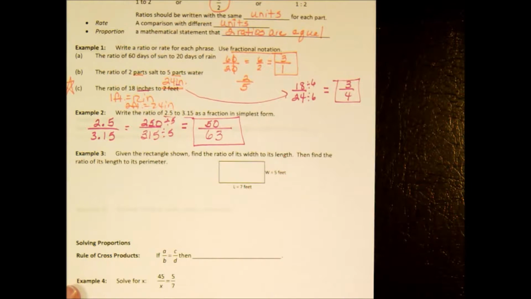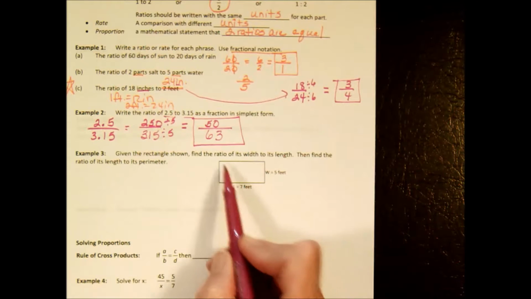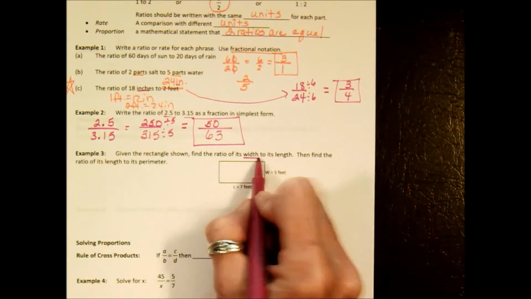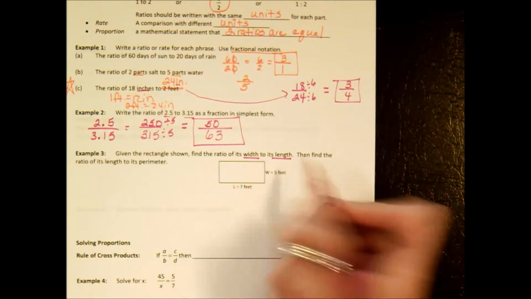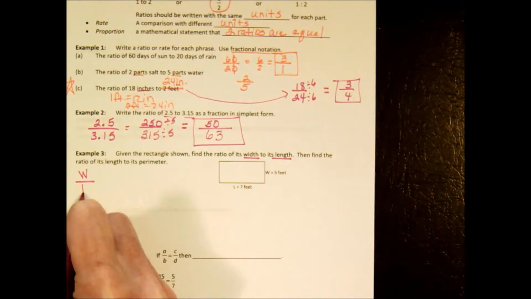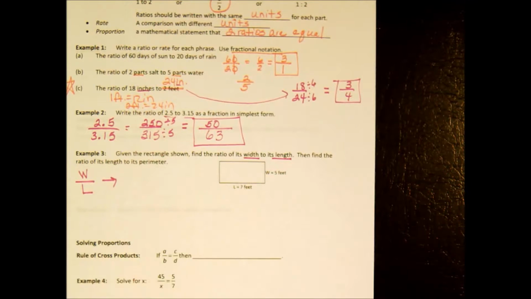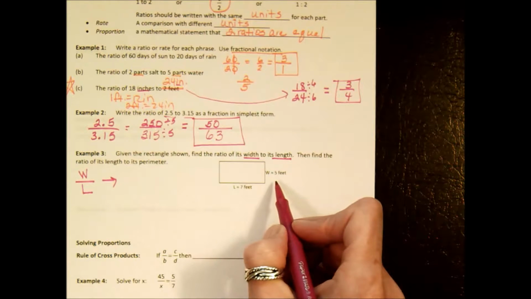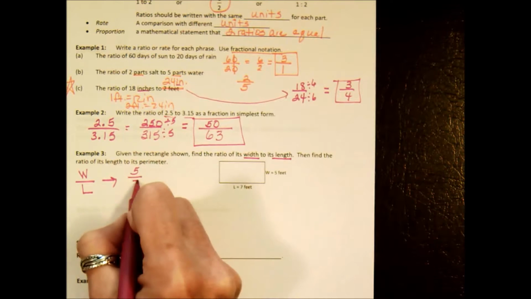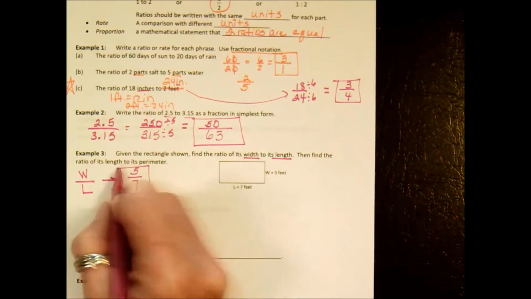Example 3 says, given the rectangle shown, find the ratio of, now it has to be in this order, width to length. So what you want to do is write yourself a little guide, width to length, and we're going to put our width and length in that same order. So the width here is 5 feet, the length is 7, and I have my ratio.